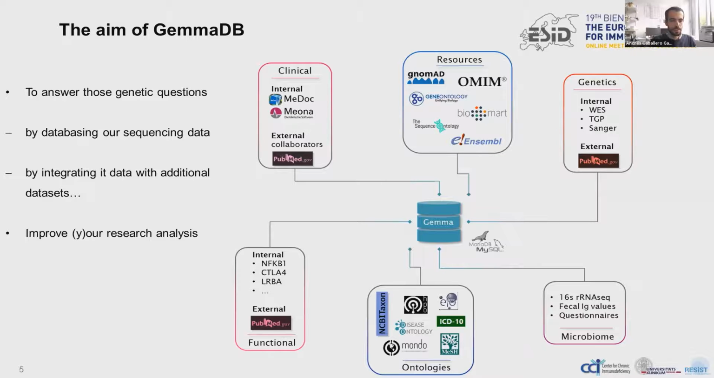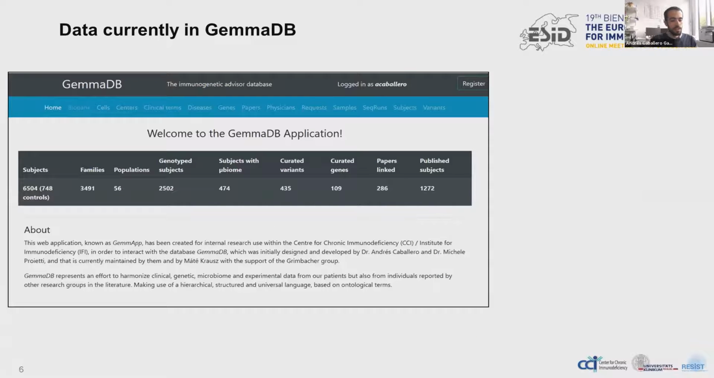That would be very beneficial for us. In addition, we also have included the microbiome data from our 16S RNA sequencing, including fecal immunoglobulin values and curated clinical data extracted from detailed questionnaires. So this is a snapshot of the type of data you can currently find in our database.